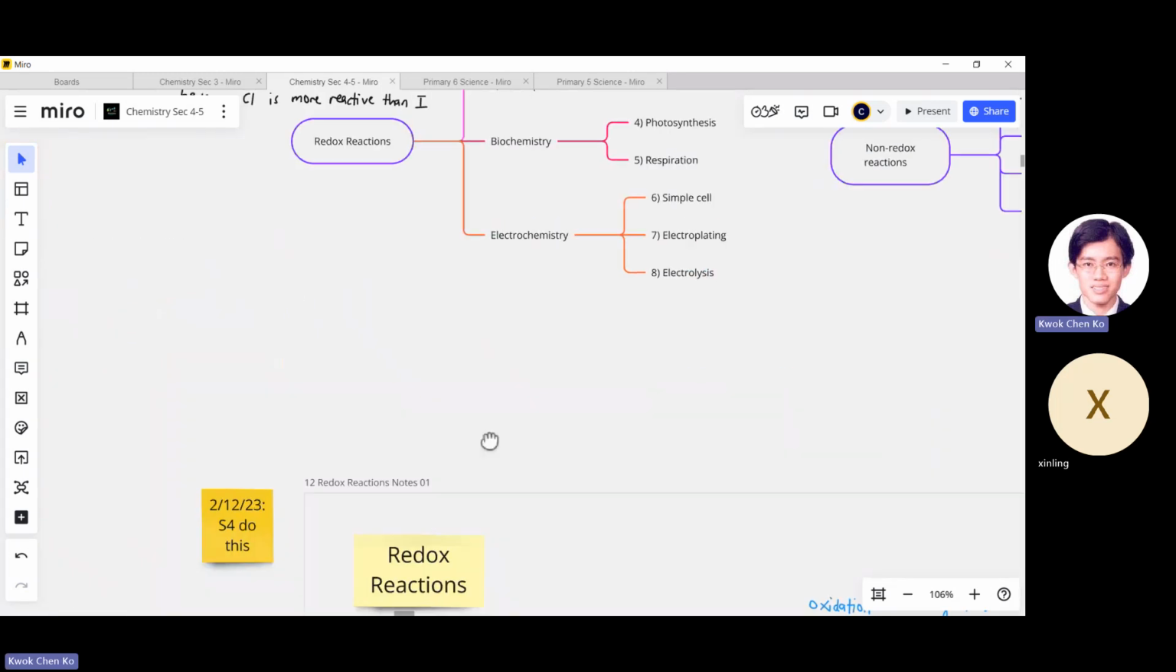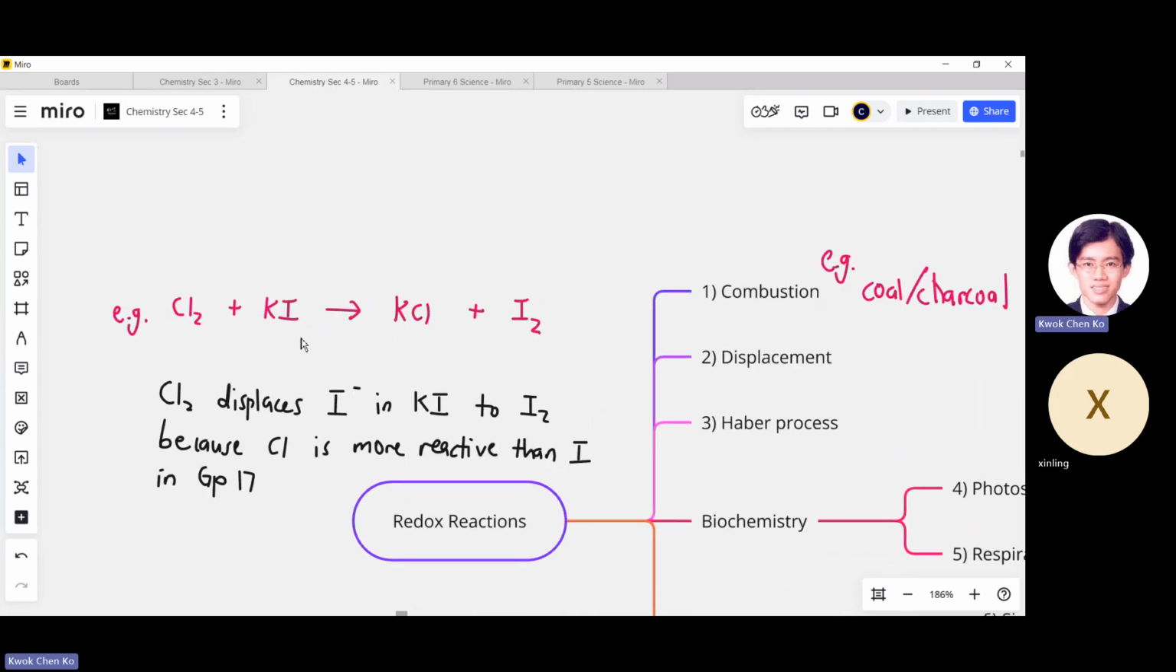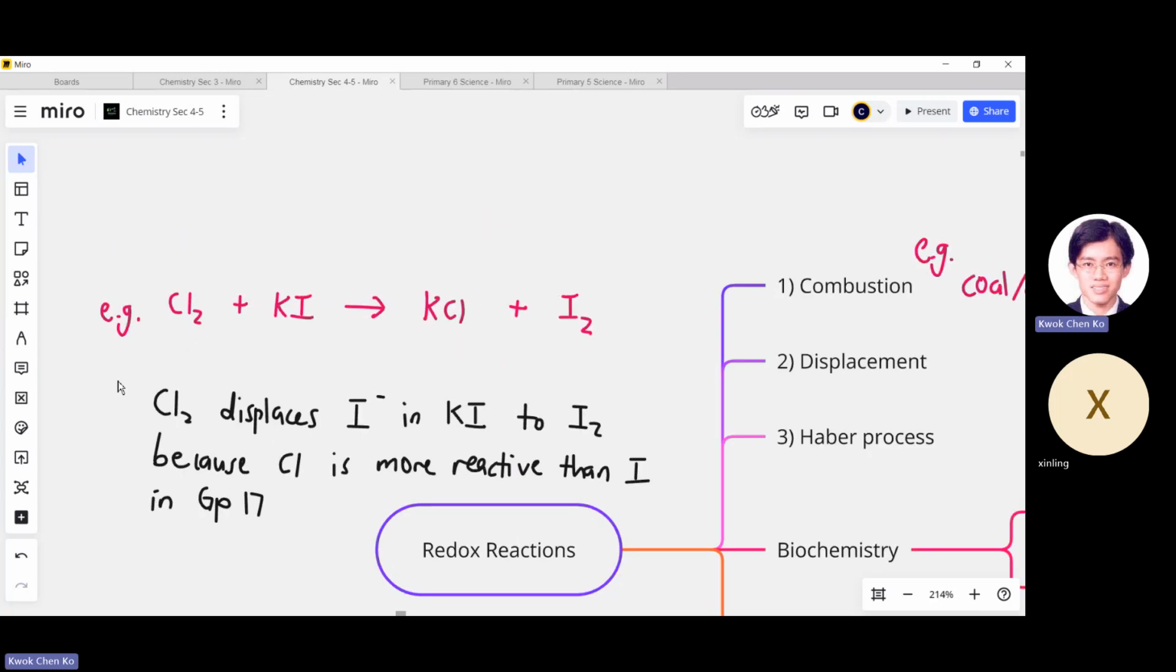But look at this guy. Look at this reaction here. Any oxygen inside? No? Any hydrogen? Yeah, none. Can you see the electrons? You can if you are good enough. Okay, tell you what. Come, all of you, convert this to an ionic equation. Xingling, you do that as well.